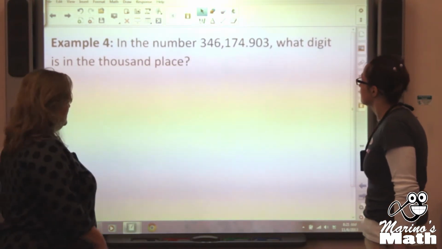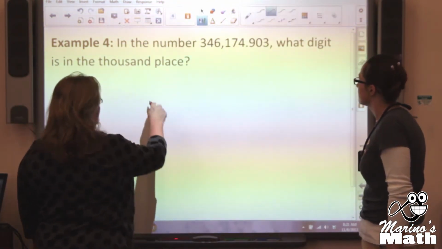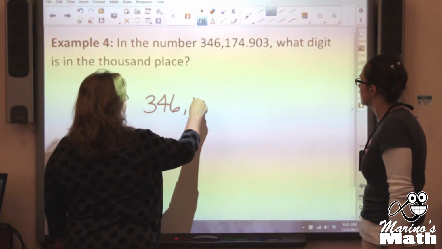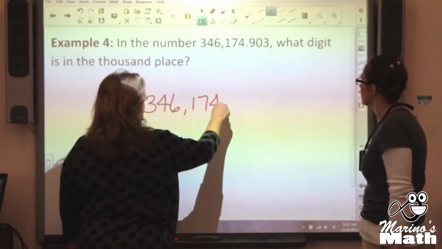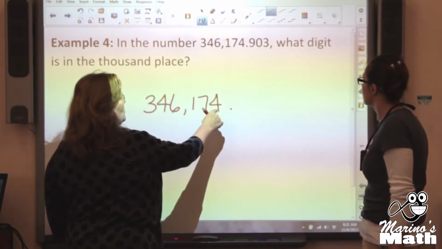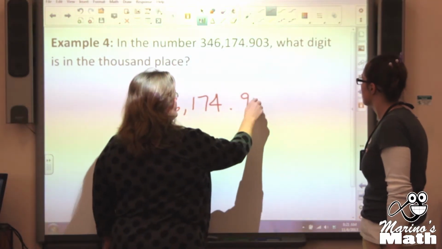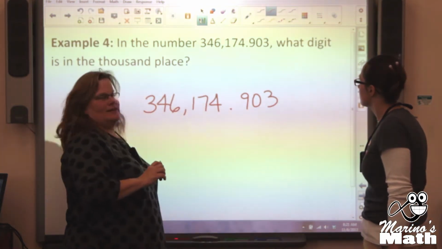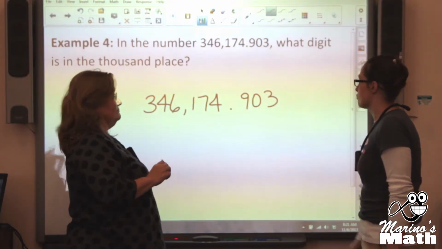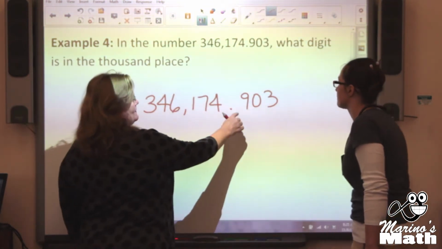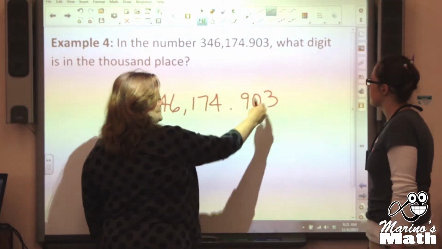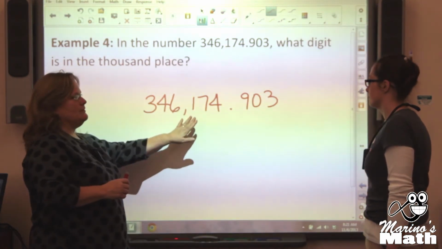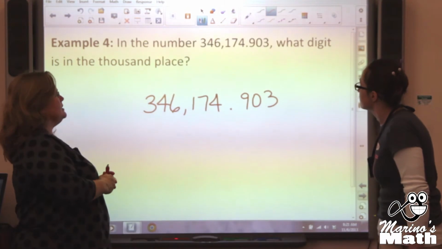Okay, in the number 346,174.903, at the decimal point, you can either say point 903, or when you're really good at place values, say 903 thousandths. Because we're going out to the thousandths place. We have tenths, hundredths, thousandths. Since the last one's in the thousandths, you can say that whole number is 903 thousandths. But it's also totally fine to say point for the decimal point and read the digits.